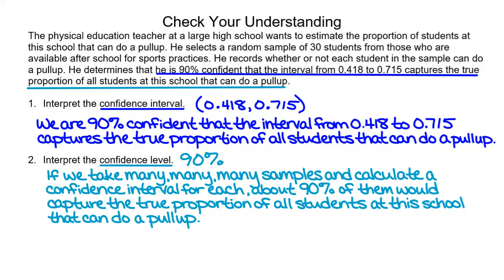Absolutely correct. So if we take many samples, the same way this PE teacher did, using their same method, we do it over and over and over, and for each one of those individual samples, we calculate a 90% confidence interval using the same method that the PE teacher did. About 90% of them will capture the true population proportion of students at this school that can do a pull-up.